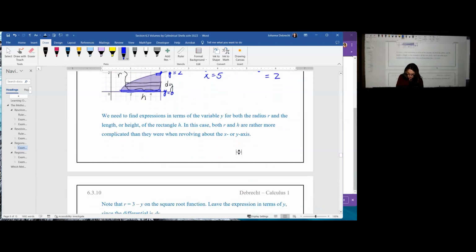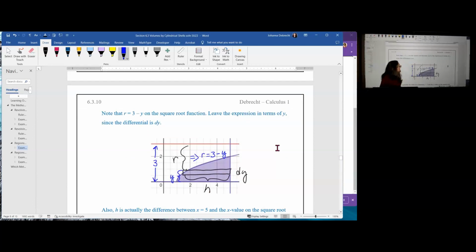When we look at this one, we're going to have to realize that the distance from the x-axis to the axis of rotation is a distance of 3. And the distance from the x-axis to the point on the curve where the rectangle occurs is a distance of y. That means that the distance from the axis of rotation to the point on the curve must be the longer distance 3 minus the shorter distance y. That makes our radius 3 minus y.